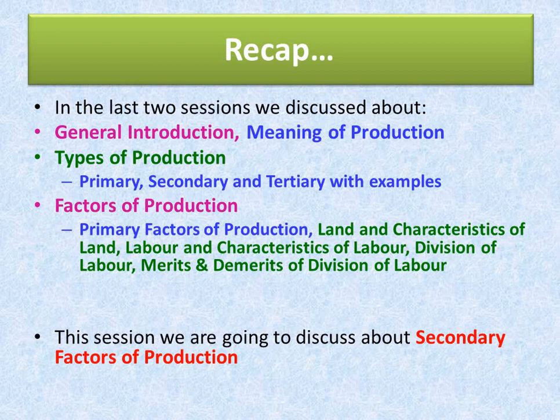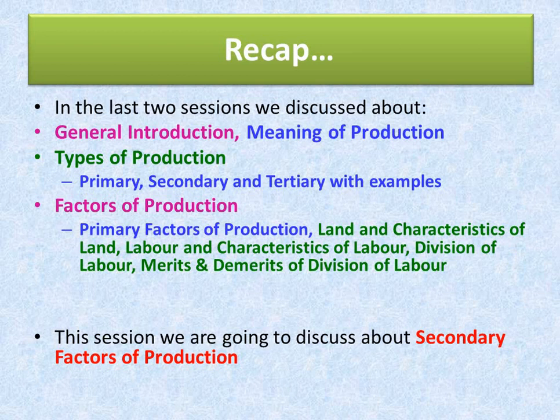We discussed the general introduction, that is production. Production is a process of combining various material inputs and immaterial inputs in order to make something for consumption. It is the act of creating an output, a good or a service which has value and contributes to the utility of the individual. There are three types of production. They are the primary production, secondary and the tertiary.